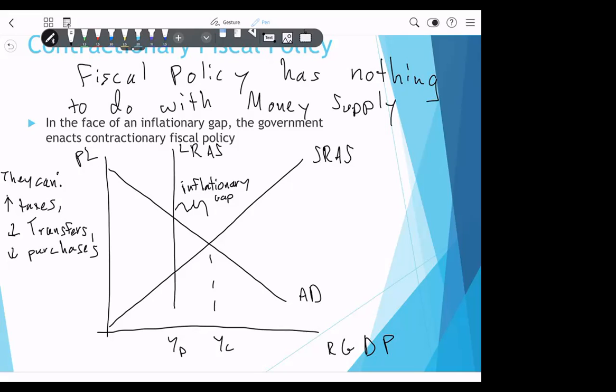Okay, so if that happens, taxes going up and transfers going down, that is going to decrease consumption. If you are taxed more, you have lower income, so you're going to spend less money. Hopefully that's pretty straightforward. If transfers go down, similar idea. If government purchases go down, that influences government spending directly, which decreases aggregate demand and output. Okay.